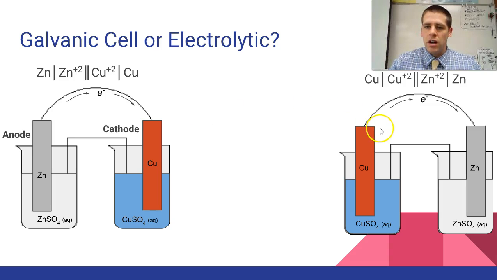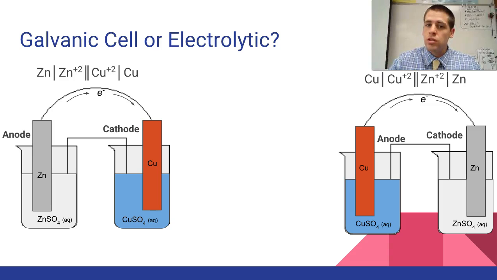So on this other cell, we have essentially the same thing, but it's in reverse, right? And it wouldn't make sense for this to be spontaneous if that one's spontaneous, because if the electrons are spontaneously going to go from the zinc to the copper, then they're not also going to spontaneously go from the copper to the zinc. So again, what's getting oxidized and what's getting reduced? As shown, the copper would be the anode and the zinc would be the cathode.